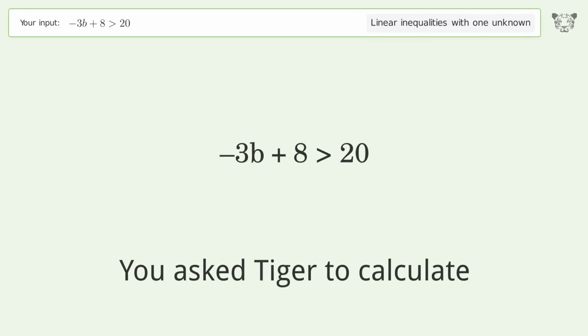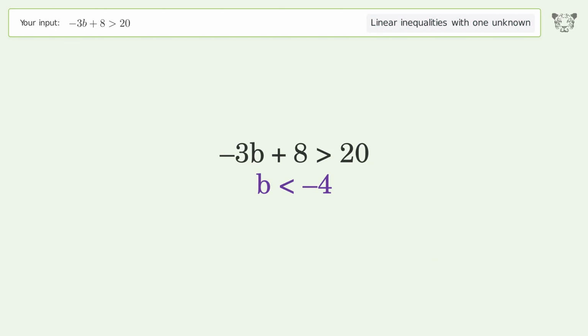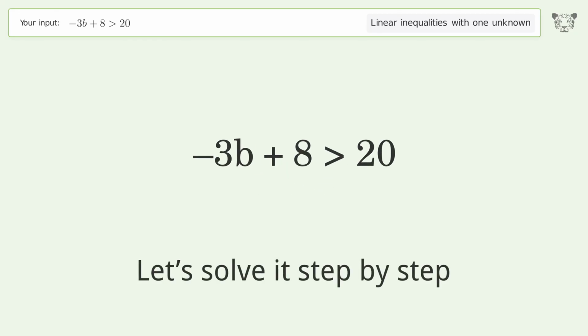You ask Tiger to calculate. This deals with linear inequalities with one unknown. The final result is b smaller than -4. Let's solve it step by step.